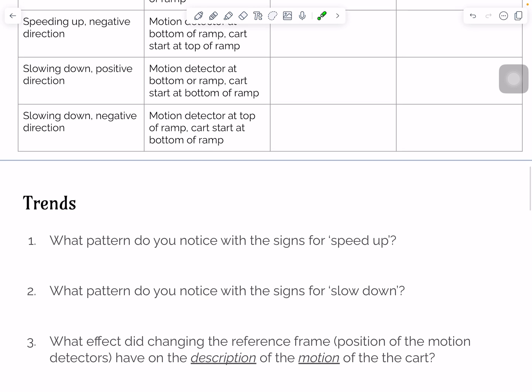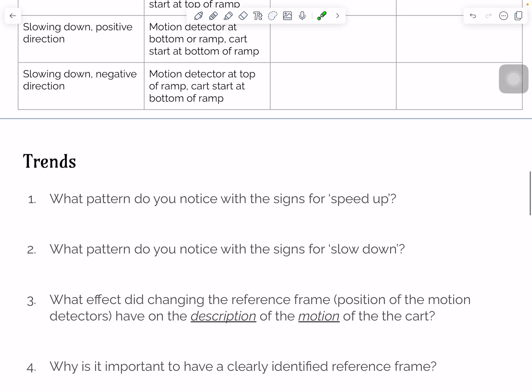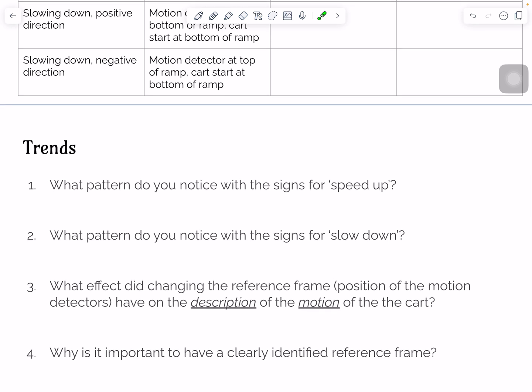So what effect did changing the reference frame have on the description of the motion of the cart? So description of motion includes speeding up, slowing down, as well as the sign of the direction, or the direction the object is moving. And then why is it important to have a clearly identified reference frame?